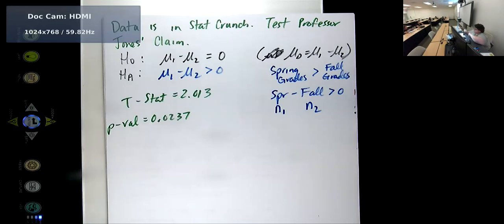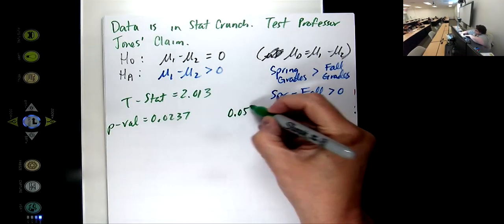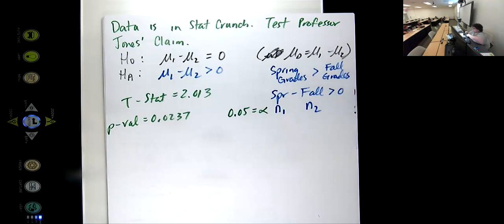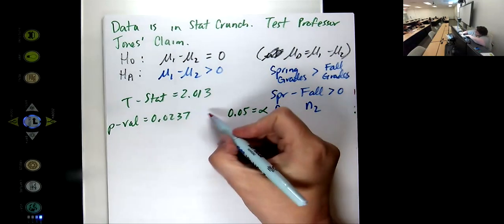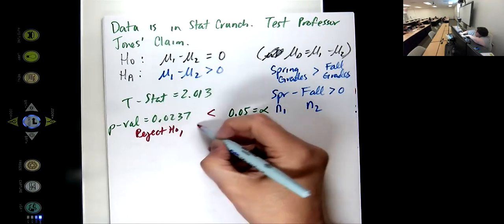Which is why that p-value is so low. In fact, the p-value is so low that it's lower than alpha. Since the p-value is too low, we reject the H0 and we support HA.